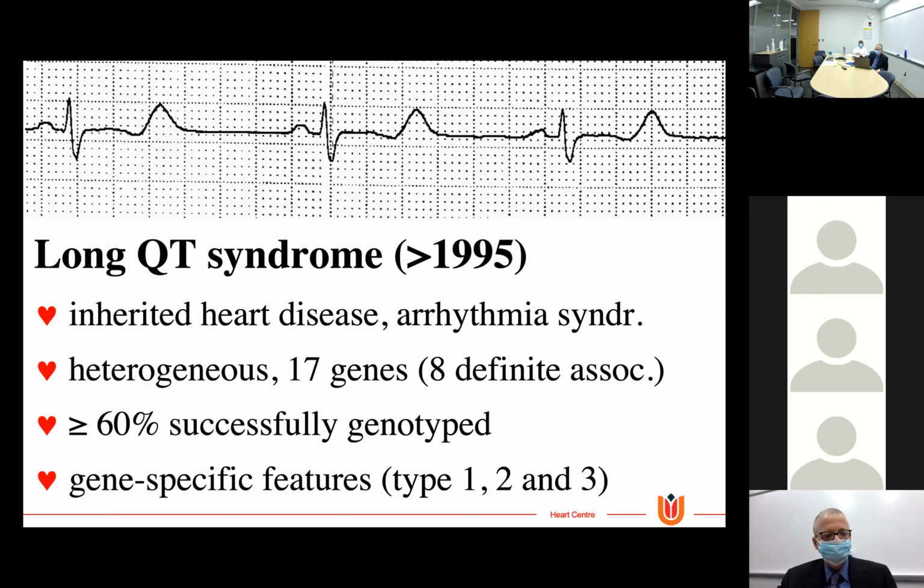successful. And there are definitely, and that is what I'm going to discuss in this talk, gene-specific features. And we know that from type 1, 2, and 3 because they are the most frequently occurring. The other ones are rare to very rare, so it's less known in these other subtypes, but I will mainly discuss type 1, 2, and 3.